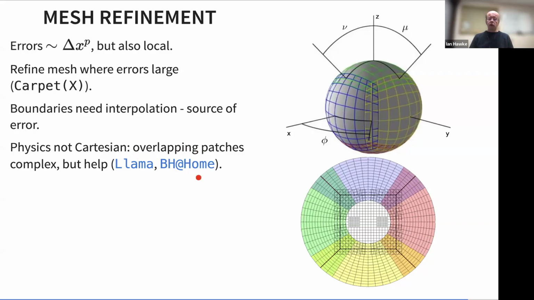It's also worth looking at Zach Etienne's BH@H code that follows on from NRPy, because that's another way of constructing complex gridding structures to optimize efficiency, but that is not within the toolkit.